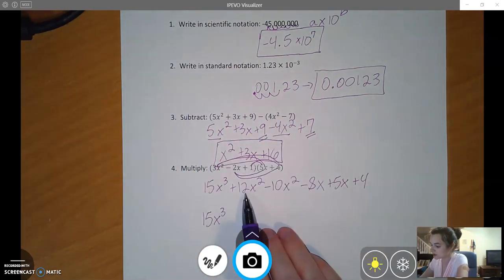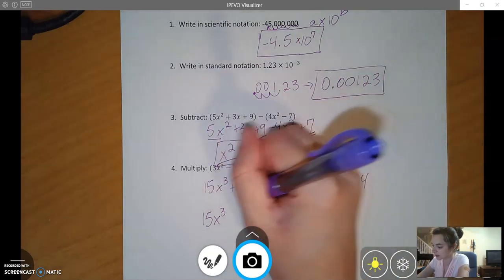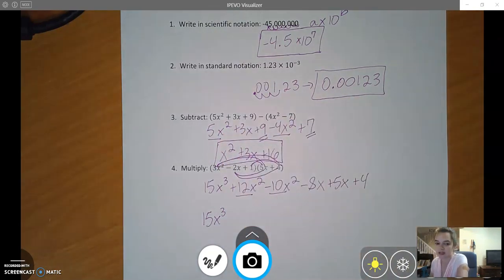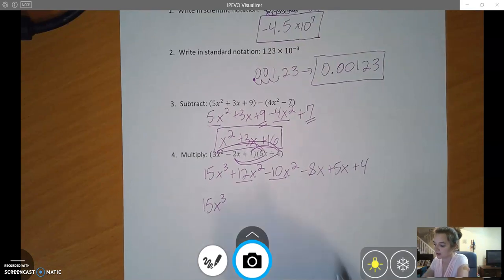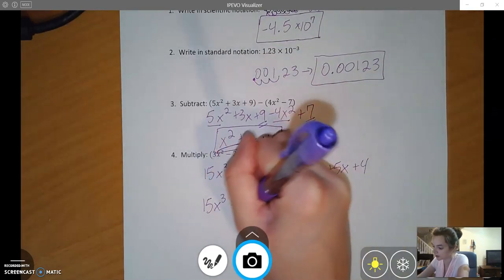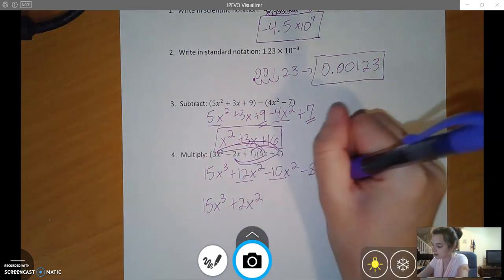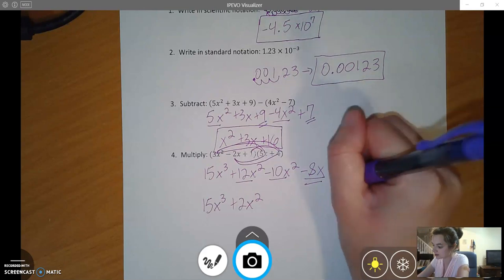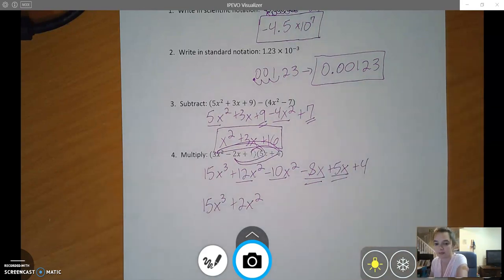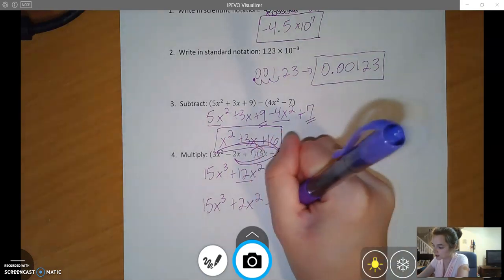Then I have 12x squared. There's also a negative 10x squared. So those are like terms because they have the same variable and the same exponent. 12x squared minus 10x squared would be a positive 2x squared. Next up, I've got x's, so I've got negative 8x and a positive 5x. And negative 8x plus 5x is negative 3x.